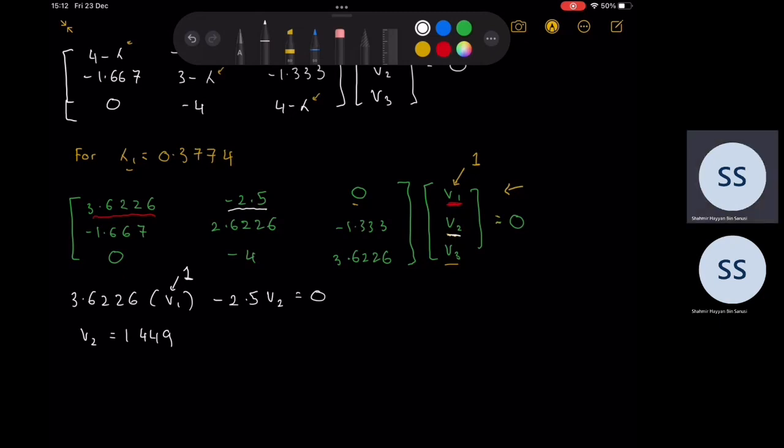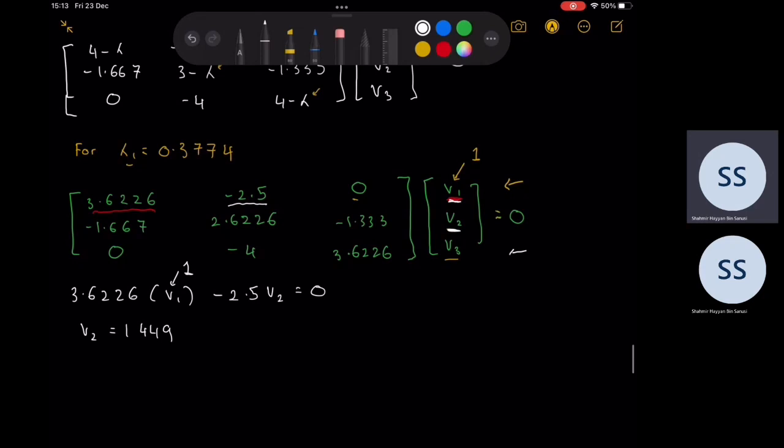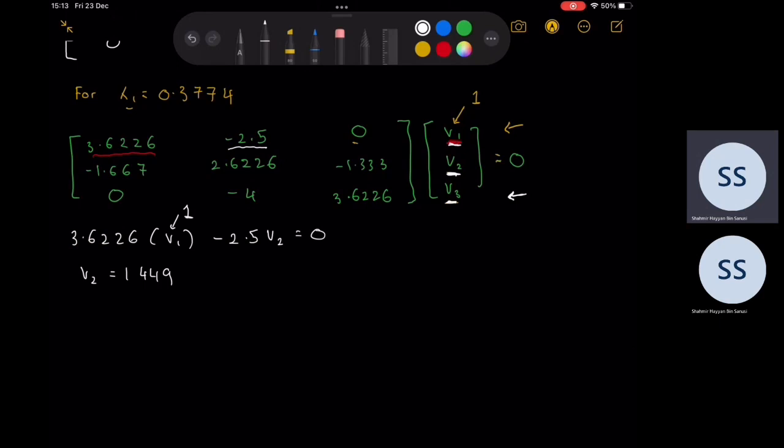So we already have V1 value and V2 value. So next, how do we want to get V3? The easiest way is to use the third row. Why? Because in the third row, the only unknowns are V2 and V3. Since we already got the V2 value, we can replace it straight away.